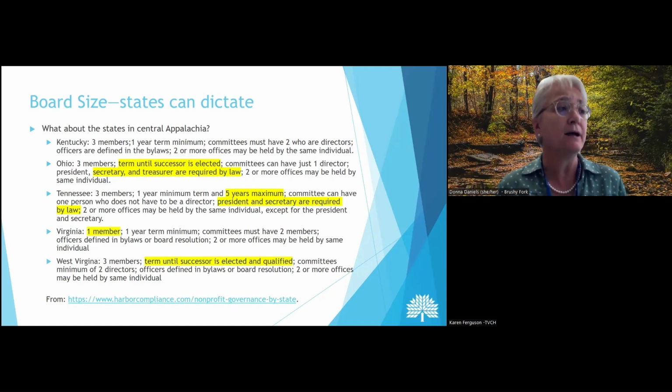And Tennessee and Ohio also require some specific officers for your board. In Ohio, it's the president, secretary, and treasurer that are required by law. So your board has to have those positions. Of course, we would recommend having those positions anyway. But Tennessee also requires by law a president and a secretary. And then you can see there are some other nuances in there, that the same individual can hold more than one office. And in Tennessee, they're saying, well, you can do that except for the president and the secretary. Those have to be held by separate people.